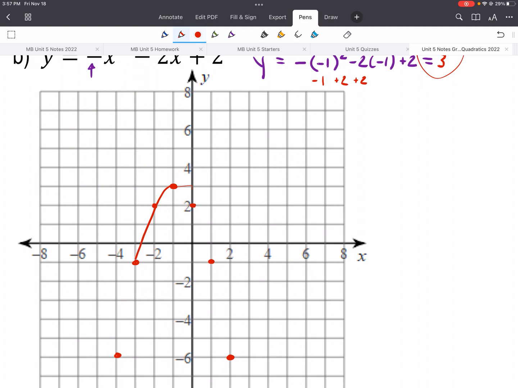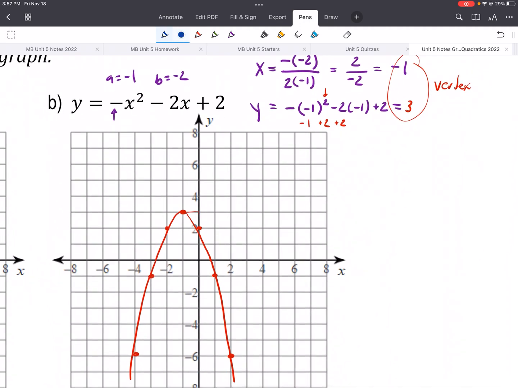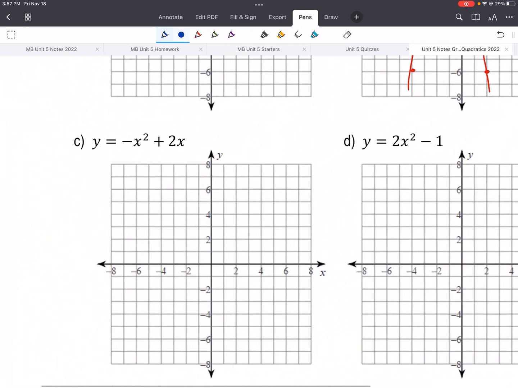Connect your dots the best you can. Okay, so one thing you can always check, and I think it's a great idea, is verify the y-intercept. So this is the y-intercept. Make sure it's where it hits it on the graph. Okay? So if it matches, then you got it right. Okay? All right, last two examples.